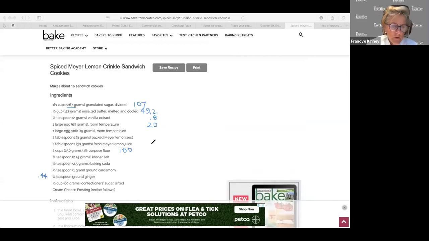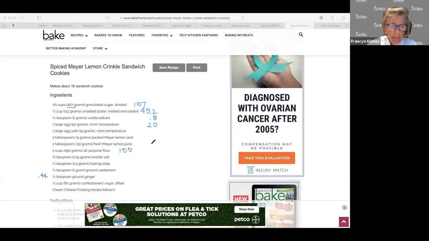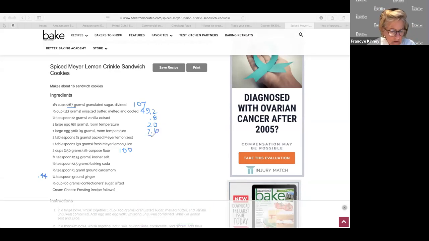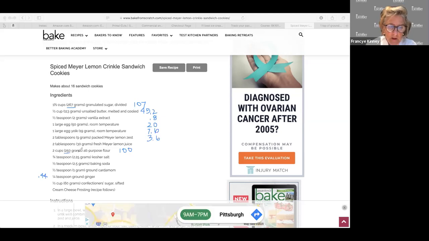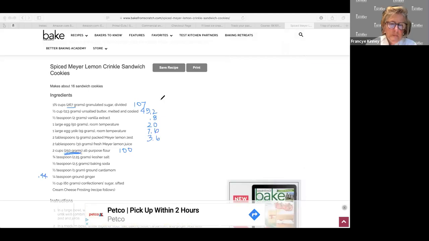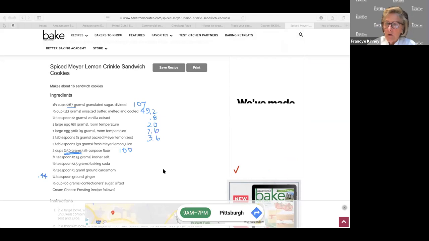Okay, so 19 divided by 250, and we get 0.076. Multiply it by 100 and we get 7.6%. And we have 9 grams of lemon zest. So 9 divided by 250 times 100, we get 3.6. Remember, we're taking each individual weight, dividing it by the weight of our flour, which is 250, and coming up with the percentages. Then we'll add them all up to get the overall baker's percentage.